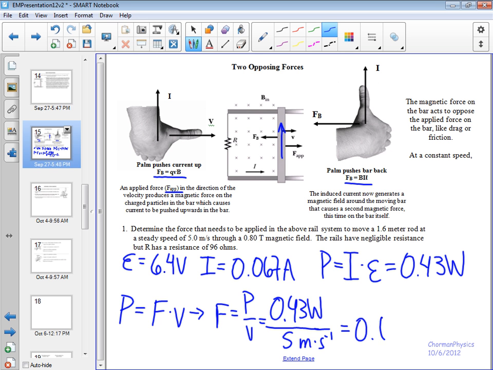we end up seeing that we need a force of 86 thousandths of a Newton. That's going to oppose the force from the magnetic field, that resistive force. What this is saying also is the power dissipated by the circuit is going to be equal to the power we're putting in to move this bar. Okay?